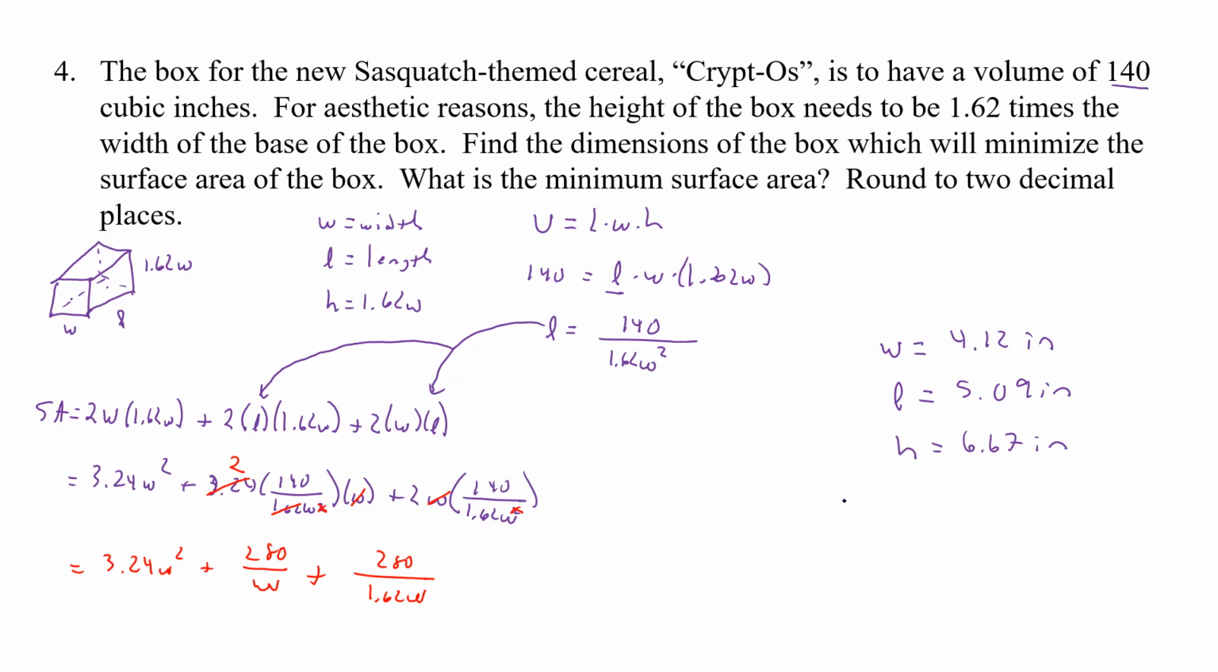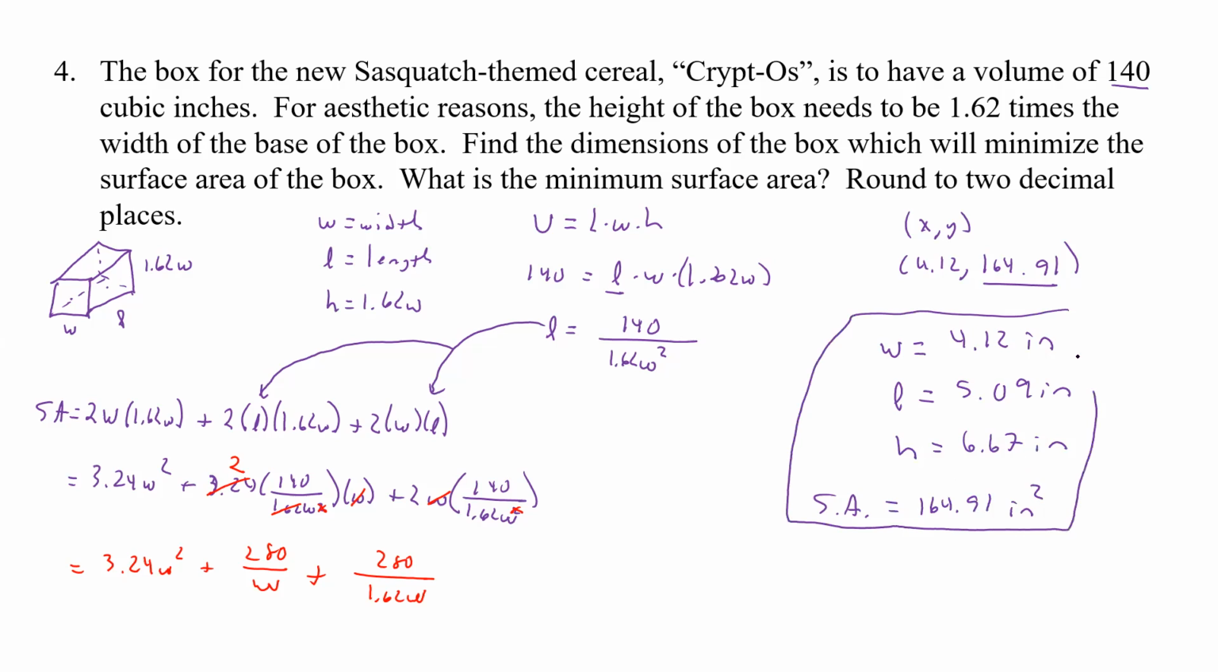Now, it said, what is also the minimum surface area? Well, that was our value we got for our y. So we had the x comma y we got was 4.12 comma 164.91. Well, this is going to be our surface area, and it wants it to 2 decimal places, so we get 164.91, and that's inches squared. Okay, so that's the dimensions of the box and the surface area of that box rounded to 2 decimal places.